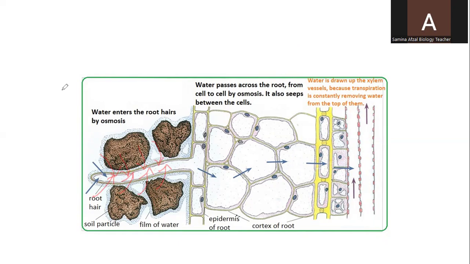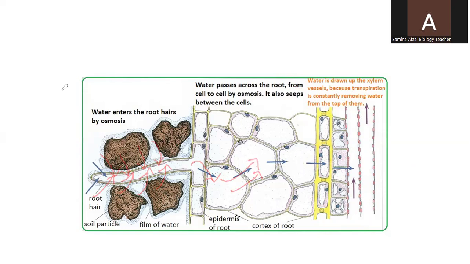And at this time, you can see that the cell next to the root hair cell has lower water potential in comparison to the root hair cell. So again, water will move from the root hair cells to the next cell. And then from the epidermis of the root, the water will move towards the cortex of the root. Why? Because when epidermal cells have higher water potential, the cortex of the root will have lower water potential, so water will move towards the cortex of the root.